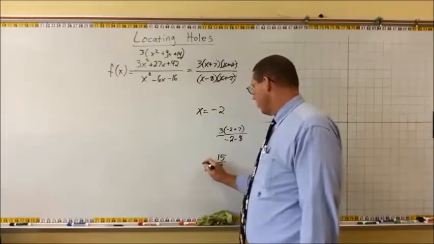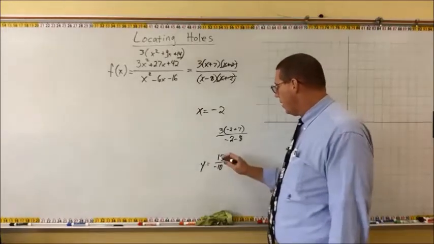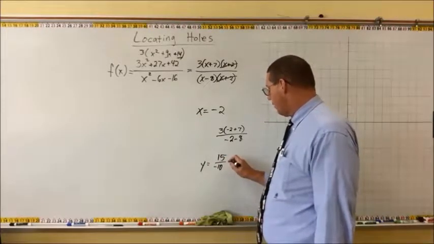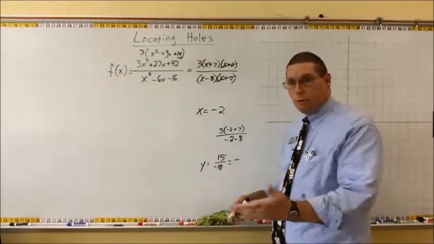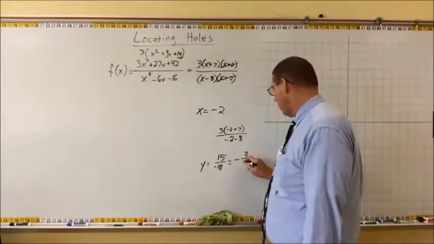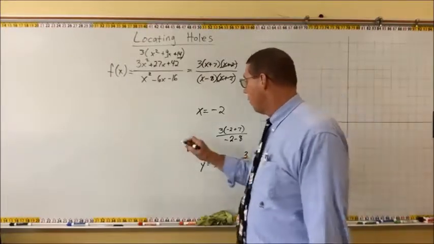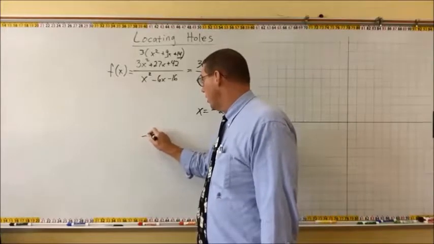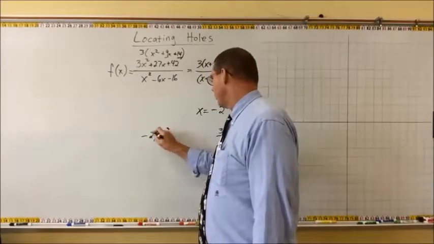All right, so this is going to be y equals 15 over negative 10, and a positive divided by a negative is a negative, and 15 over 10 can be reduced to 3 over 2. So negative 3 over 2. And so the coordinates of the hole in this function are at (negative 2, negative 3 over 2).